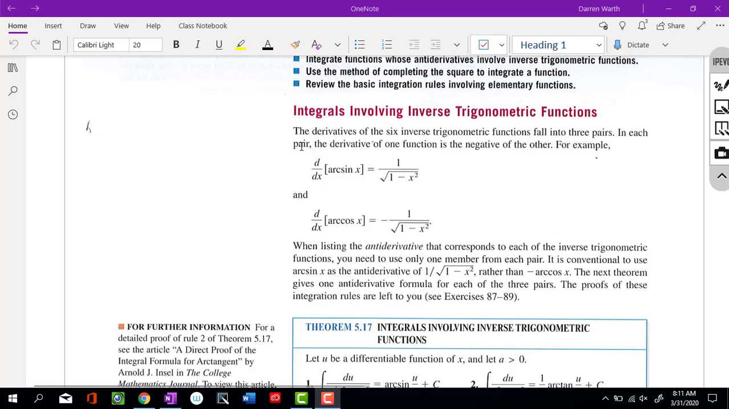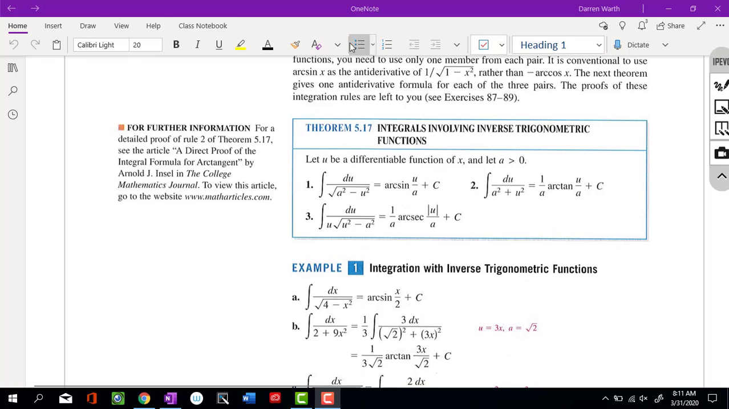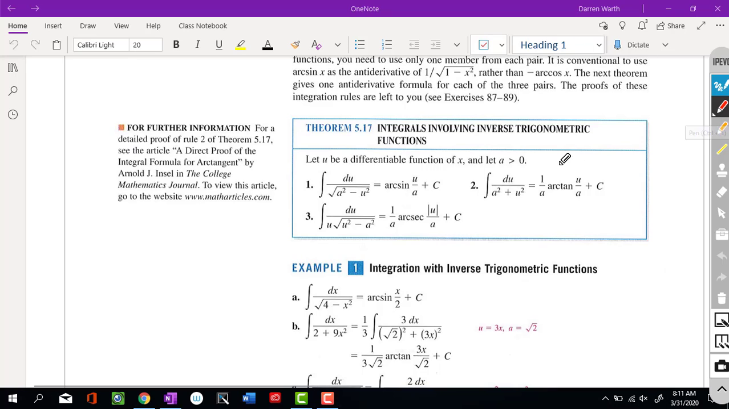You're basically going to have to memorize these integrals. Right here it says the integrals involving inverse trigonometric functions. We've got this first one, number 1. It says the integral of du over the square root of a squared minus u squared equals the arc sine of u over a plus c.